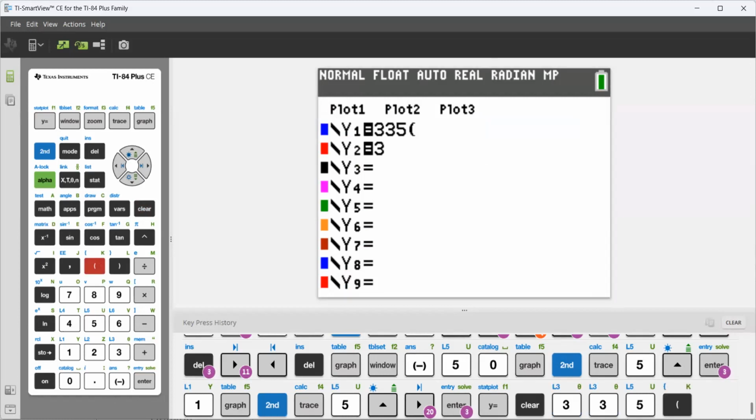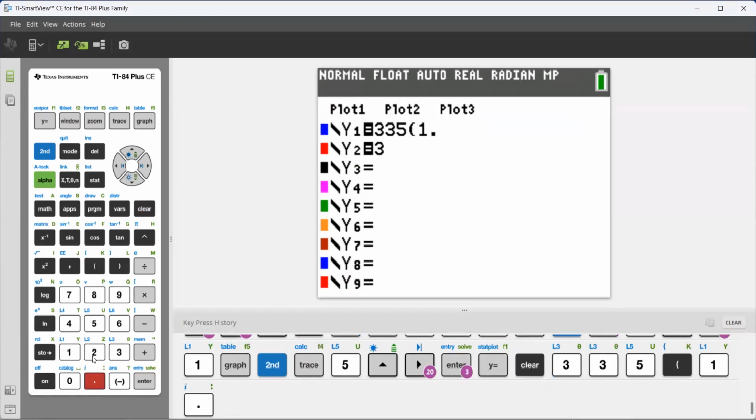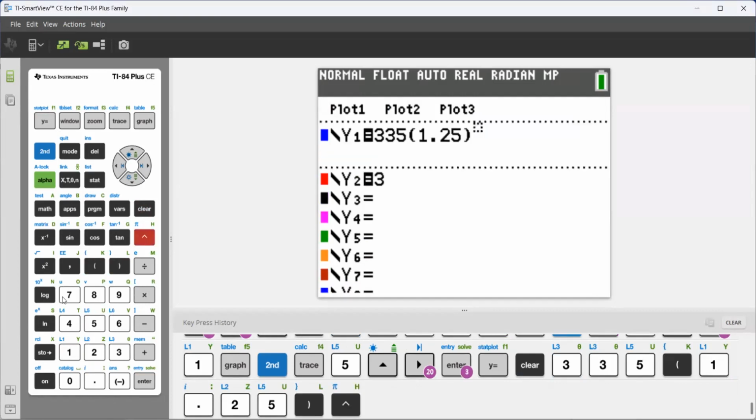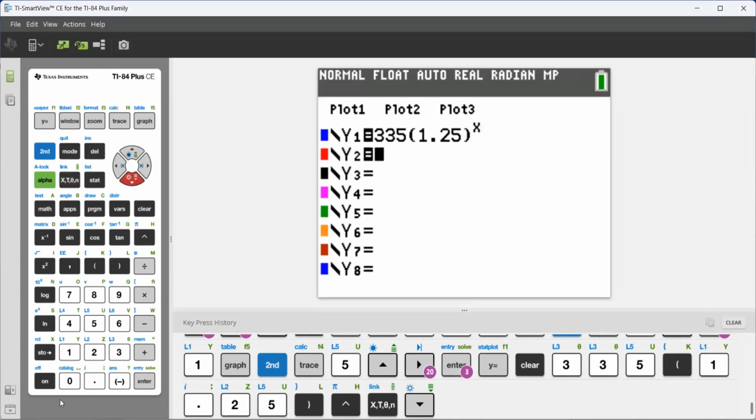The 335, and then times 1.25 to the power x. And this part, you don't want to worry about this part for now.